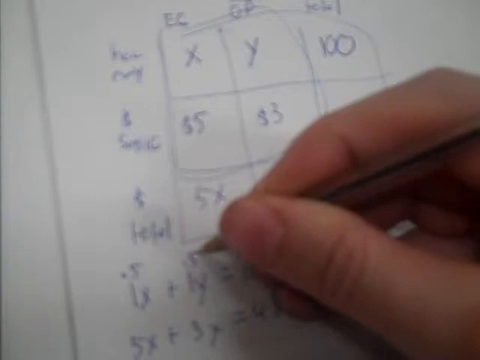So we got X plus Y equals 100, and 5X plus 3Y equals 450. So I multiply all these by 5, and these would be 1. So 5X plus 5Y equals 500, and then 5X plus 3Y equals 450. So these all go negative.